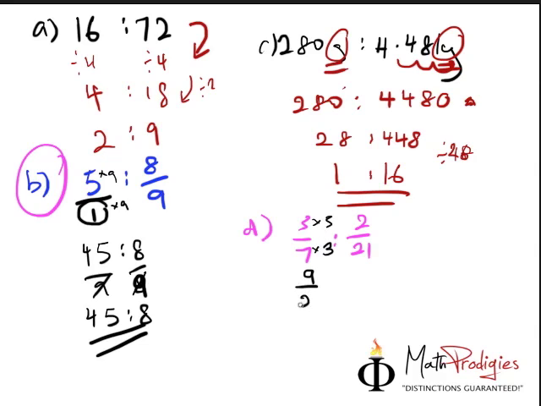Therefore, 9 over 21 is to 2 over 21. You can cancel the denominators and you get 9 is to 2. Can you make it any more reduced? No, we can't. And hence the answer is 9 is to 2. Simple. Okay, and the last part is part E.